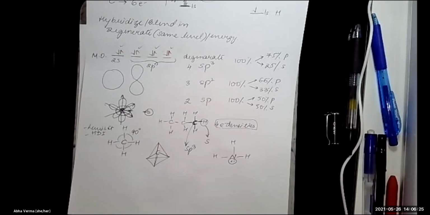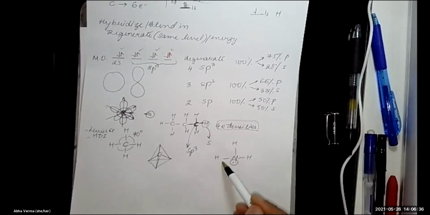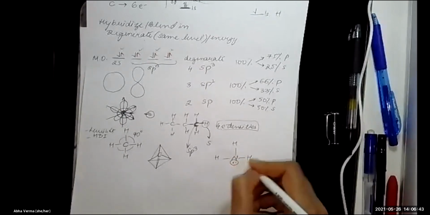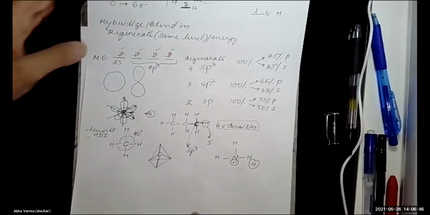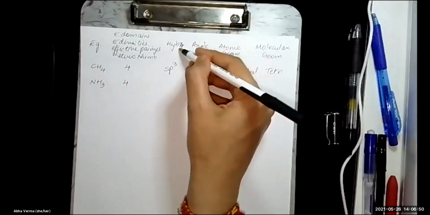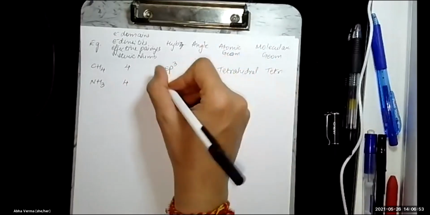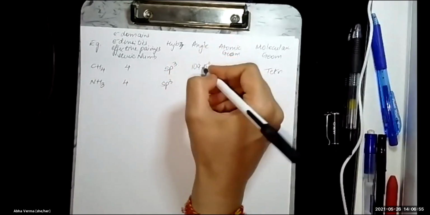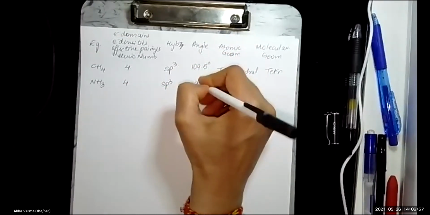Okay, any volunteers for this structure, for this question? Okay, thanks, Sammy. How many electron densities do you see around nitrogen? 4. Okay, very good. When you have 4 electron densities, what has to be the hybridization involved? sp3. The bond angle will be 109, tetrahedral.